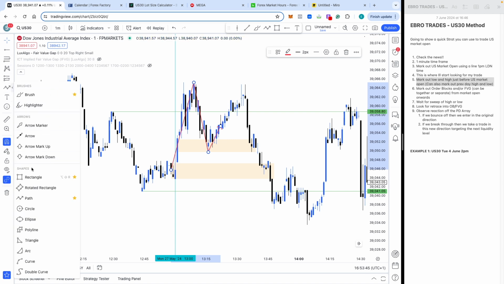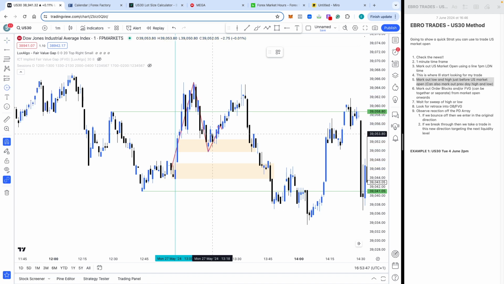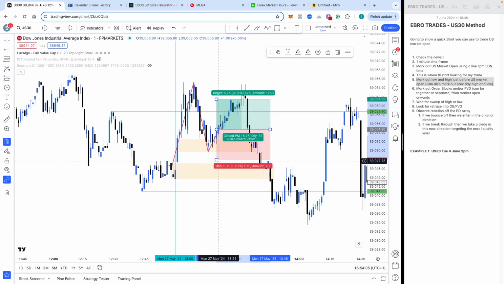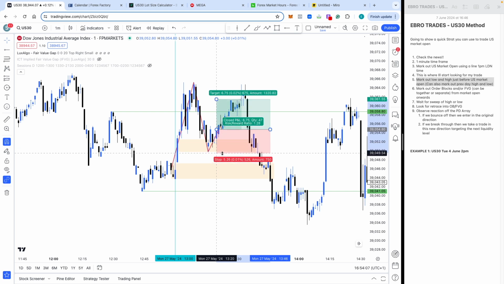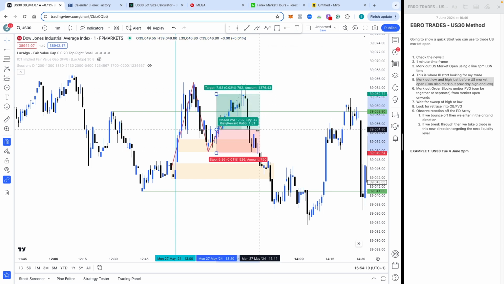As soon as I see this break of structure to the upside, so you see we've got a lower high, then a higher high, I am immediately going long around here. Stop loss just below the fair value gap. And then I'm always targeting 1.5 RR as my first TP. So this is a trade you would have taken.